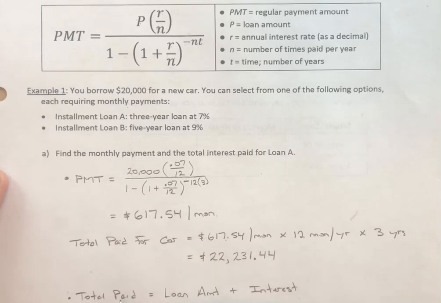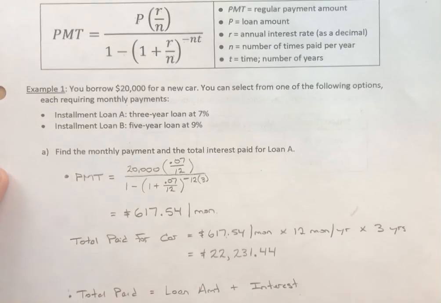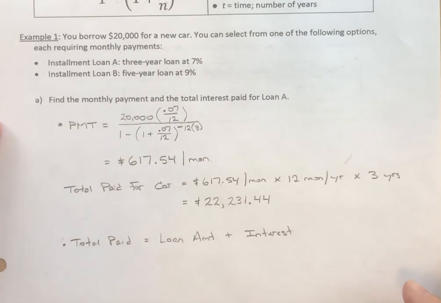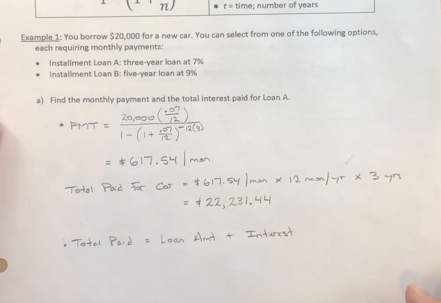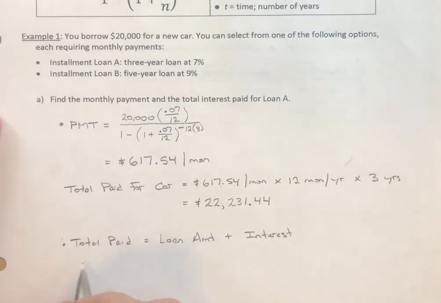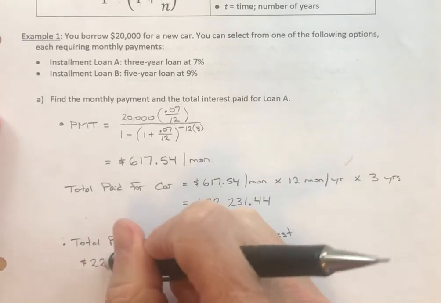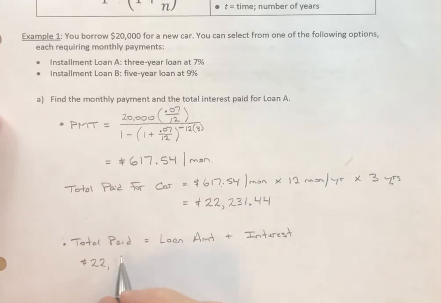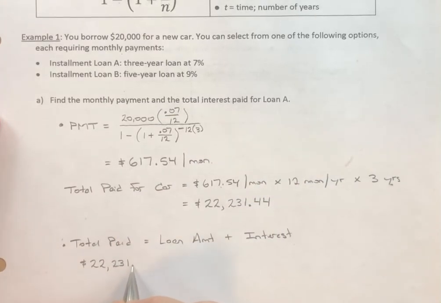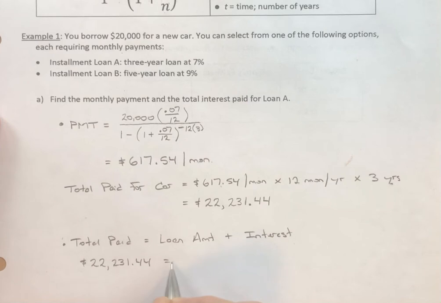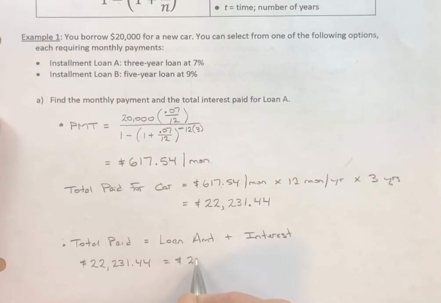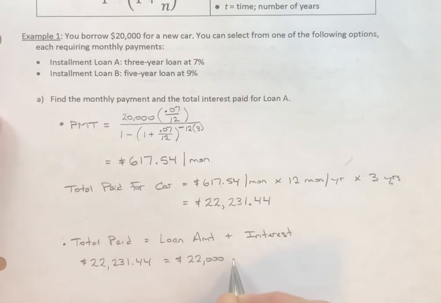Okay, you're going to pay more than the loan amount. You're going to pay more than that because you're paying a fee to borrow the money. So the total paid here, after 3 years, was $22,231.44. The loan amount was for $22,000. The remainder was interest. How much is interest?